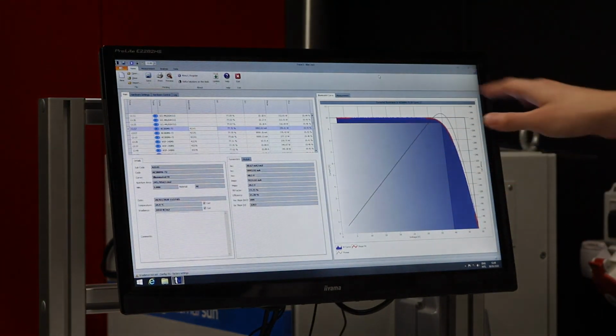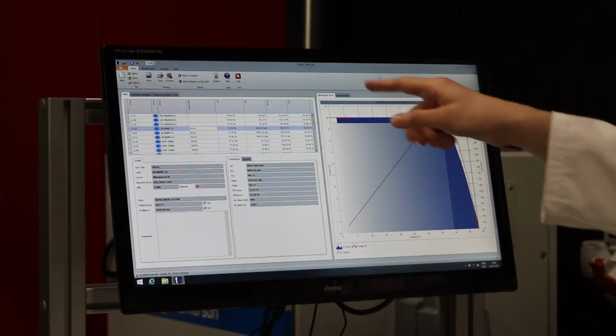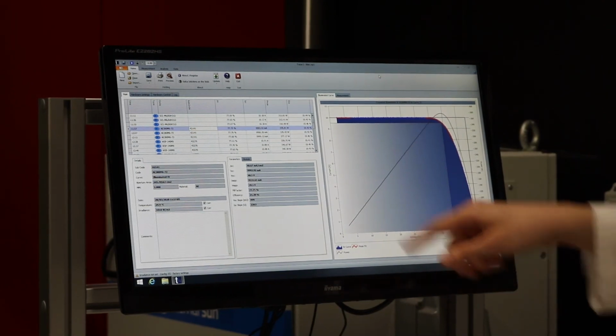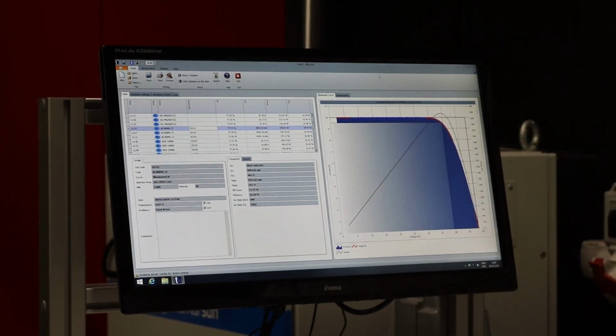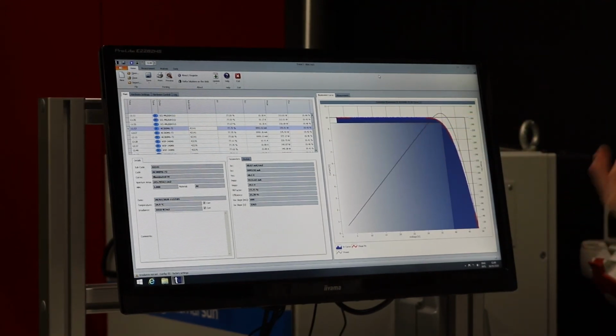This is a typical characteristic of a photovoltaic module. As you can see, we have, of course, 2 axes. One is voltage, the second one is current. The typical characteristic is similar to the characteristic of a diode.